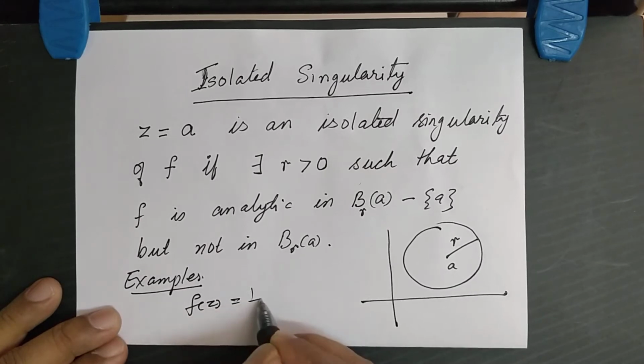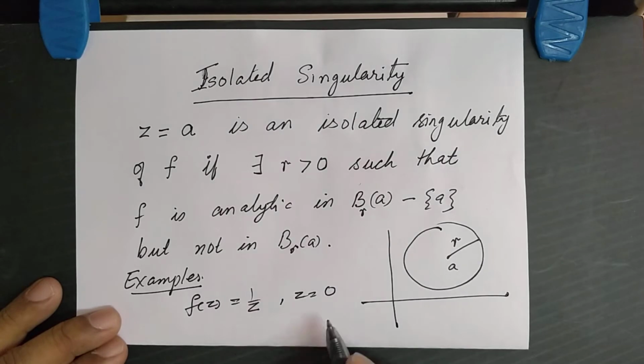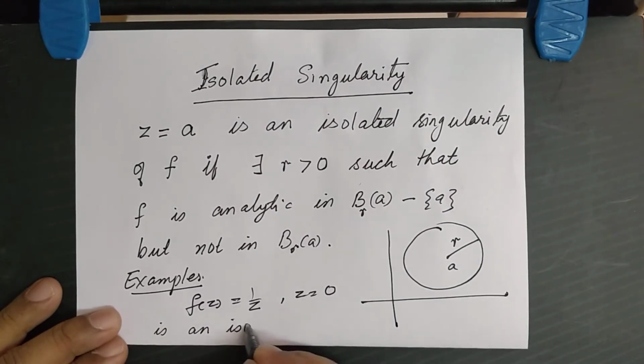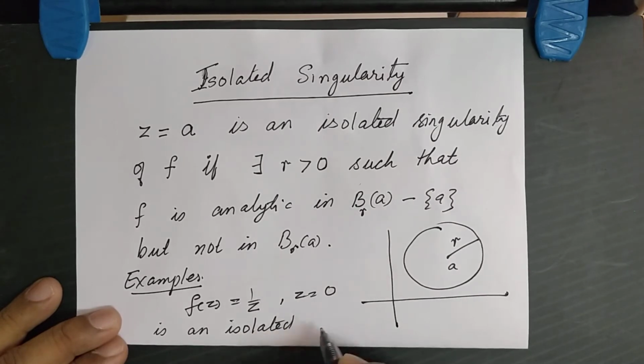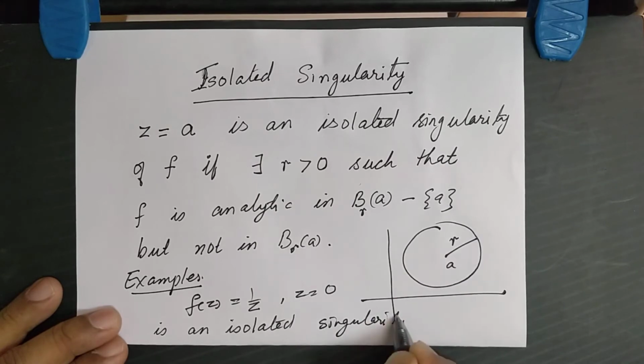F of z equal to 1 over z. So in this case, z equal to 0 is an isolated singularity. Okay.